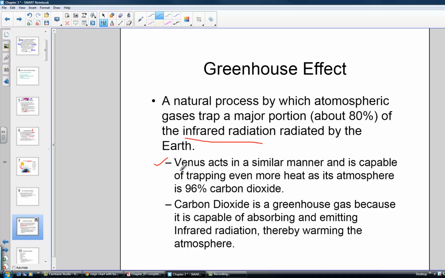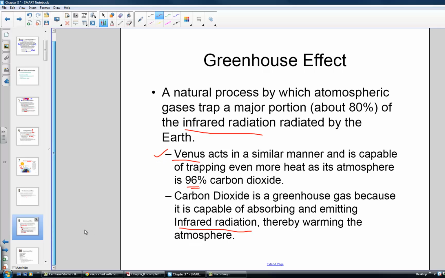There's another planet that's very good at this as well. It's the planet known as Venus, acts in a similar manner. It's capable of trapping even more heat as its atmosphere is 96% carbon dioxide. Remember, carbon dioxide is one of our trace gases in our atmosphere. So you can imagine how much heat would be trapped if 96% of the overall atmosphere is CO2. So CO2 is this greenhouse gas because it's capable of absorbing and emitting infrared radiation, thereby warming the atmosphere.